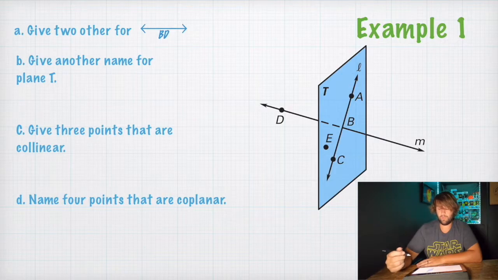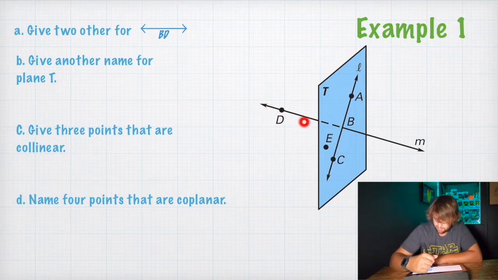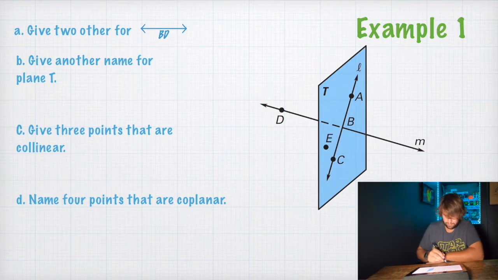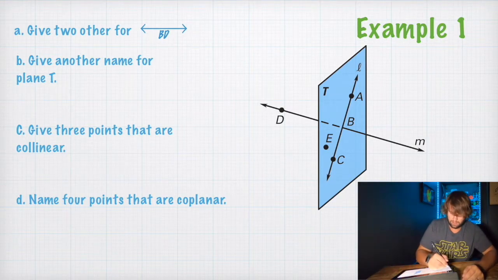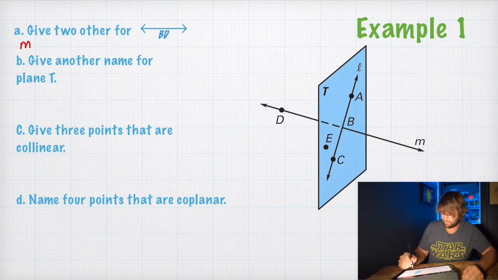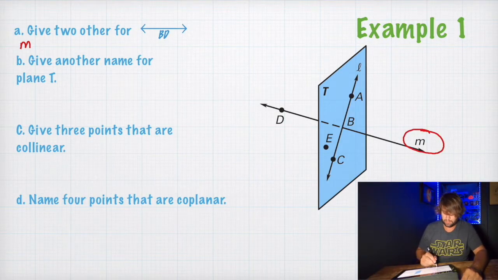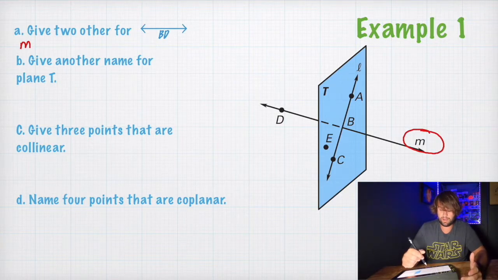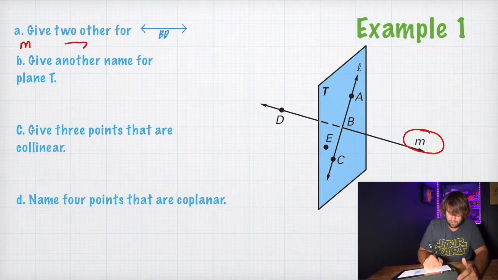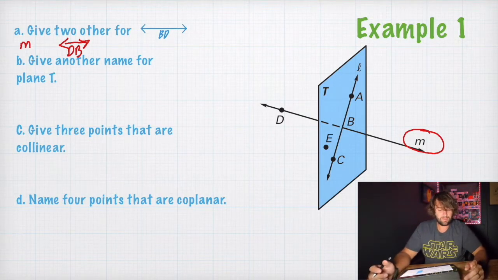So here's our first example. They want us to give 2 other names for line BD. So the first thing we have to do is find line BD. It is right here, okay? So another name for line BD could be M, because here it's italicized. But also, one easy thing to do if they're wanting you to give another name for a line is just reverse what you're given. So this could also be line, they did BD, so we'll do DB. Easy as that.